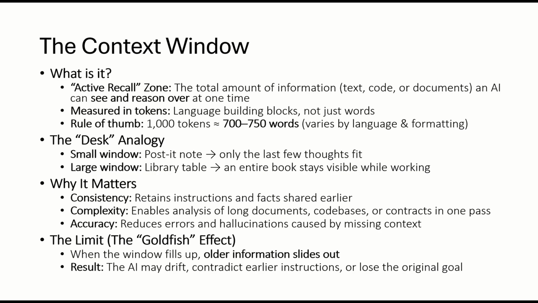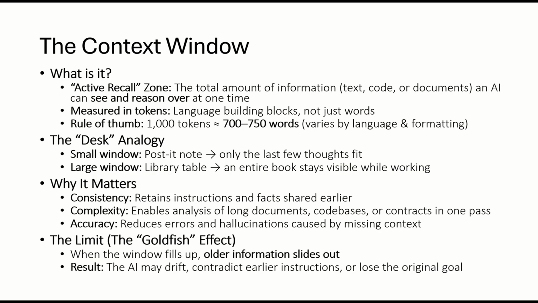Many hallucinations happen simply because the AI does not have enough context. Larger windows reduce this risk to a greater extent. But there is a limit. Once the context window is full, the oldest information starts sliding out to make room for the new input. This is what I call the goldfish effect.